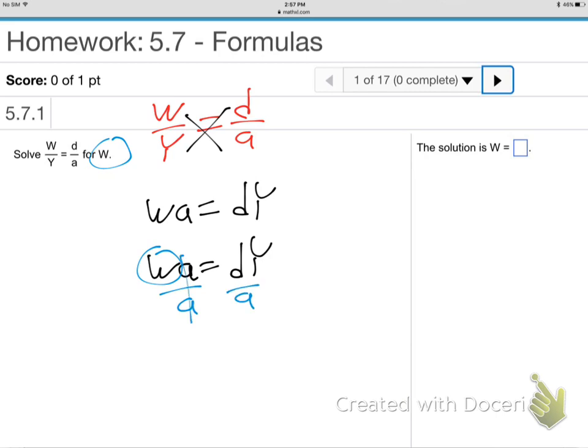DY over A. And MathXL is case sensitive. So if they give a capital W, capital A, and a lowercase d and a lowercase a, make sure you type them in that way also, or they'll say you're wrong. So there's the answer. Pretty easy, right? Same old rules, nothing new. It's just got lots of letters. They call that formulas. Lots of multi-letters.